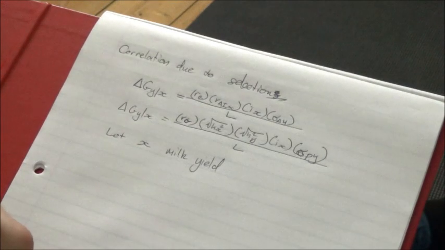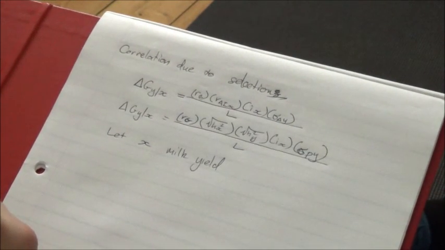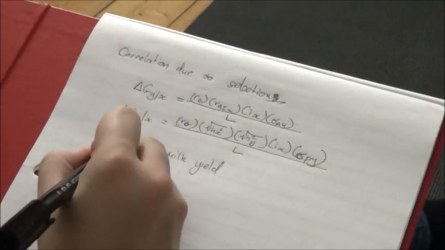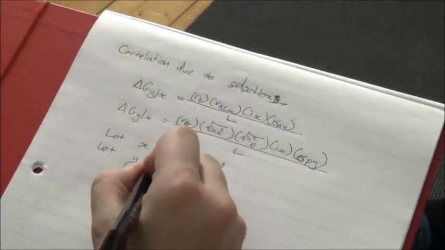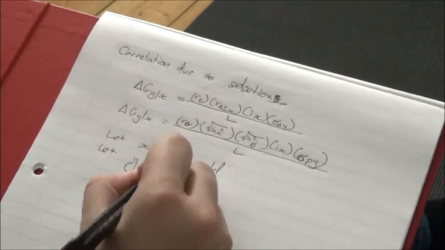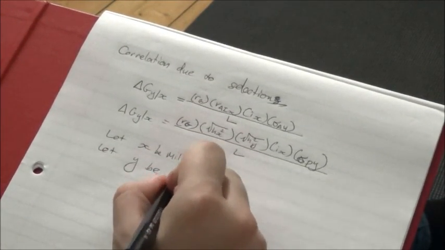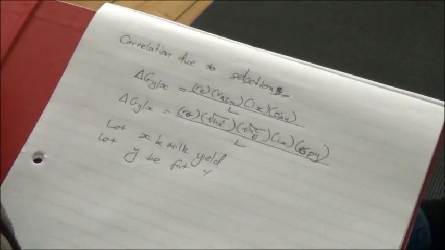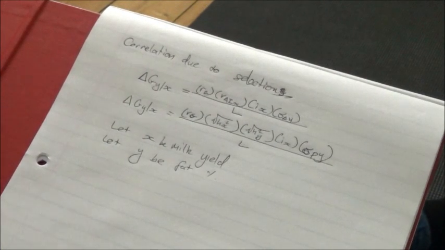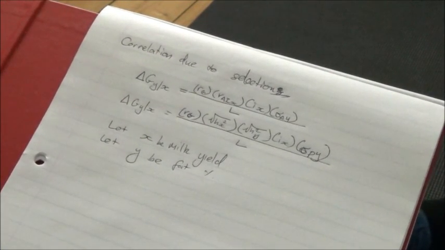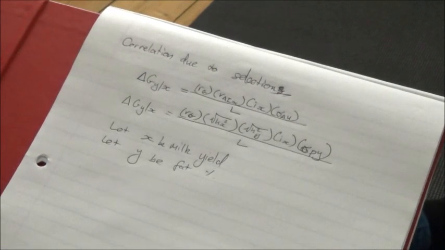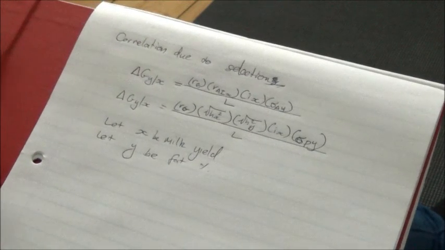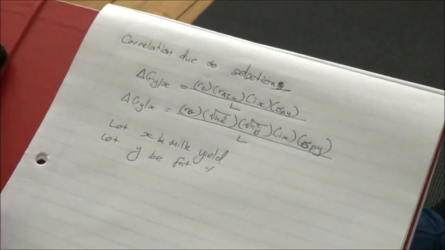And we want to see how selecting for milk yield changes the fat percentage, which we will denote with Y, okay? So let X be milk yield, and let Y be our fat percentage, okay? Now that we've defined what we want from our question, let's go back and see what we have been given. So using the top 5% of bulls, that's how they are selecting.